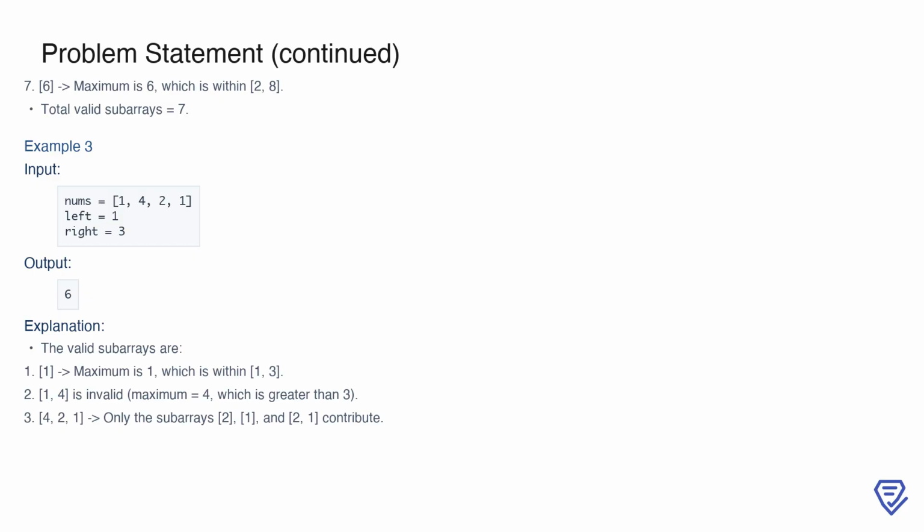Additionally, let's look at a third example. Here, nums is [1, 4, 2, 1], with left equal to 1 and right equal to 3. The output here is 6. For this input, the valid subarrays include [1], where the maximum is 1, and smaller subarrays like [2] or [2, 1] later in the array, where the maximums are within bounds. However, subarrays like [1, 4] are invalid because the presence of 4 makes the maximum exceed the upper limit of 3. This example shows how we must carefully evaluate each subarray to ensure it satisfies the conditions.